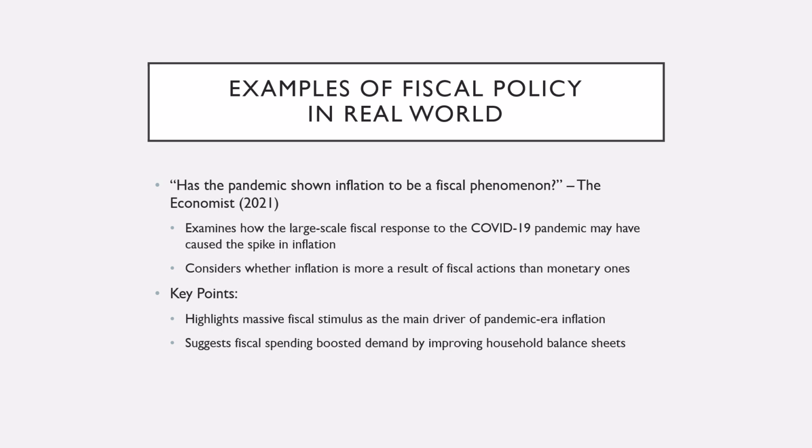Some key fiscal policy points that I found were that this article highlights massive fiscal stimulus through direct cash transfers, business aid, and the stimulus checks that the U.S. received as the main driver of pandemic-era inflation. It also suggests that fiscal spending boosted demand by improving household balance sheets, and it supports the view that fiscal actions or government deficits may have more inflationary impact than quantitative easing when rates are near zero.